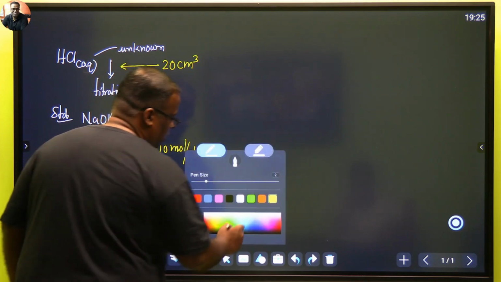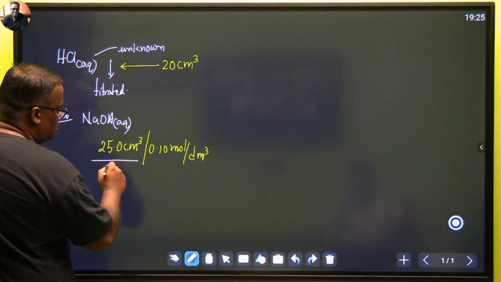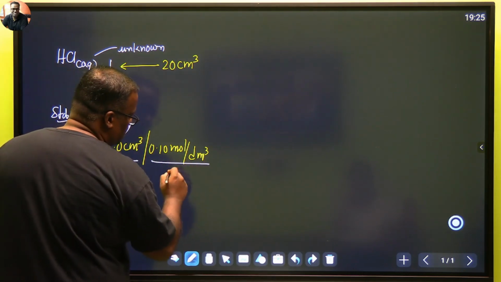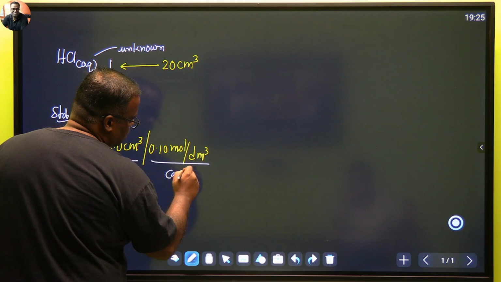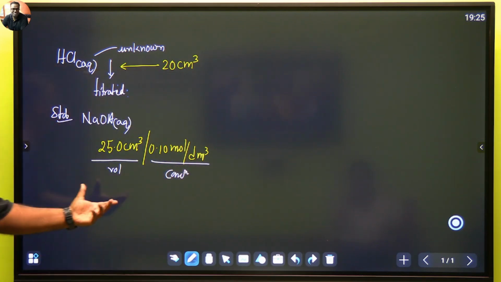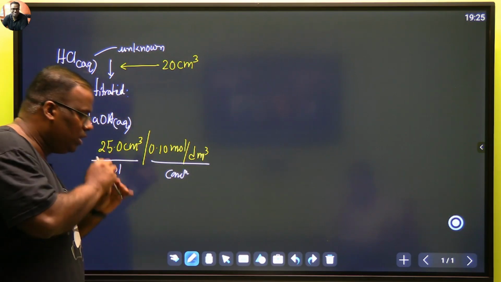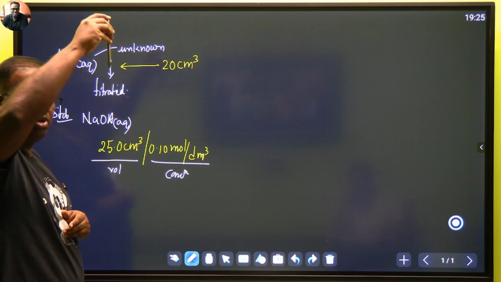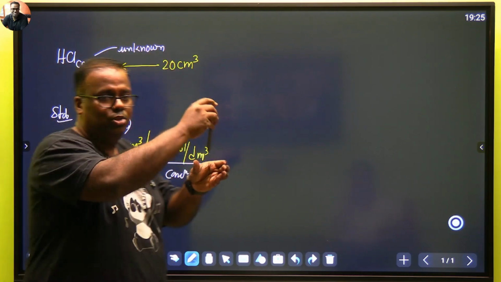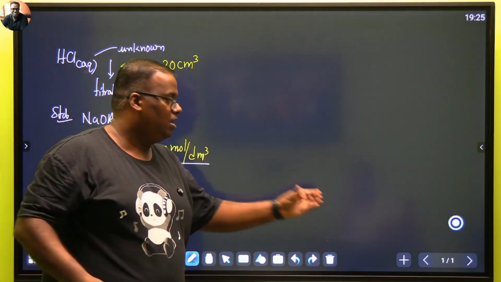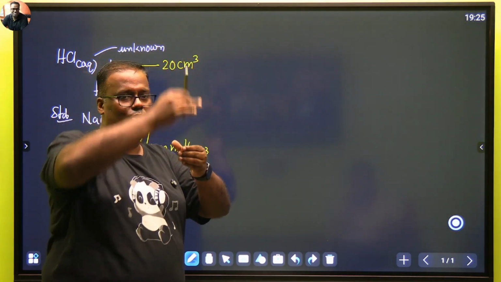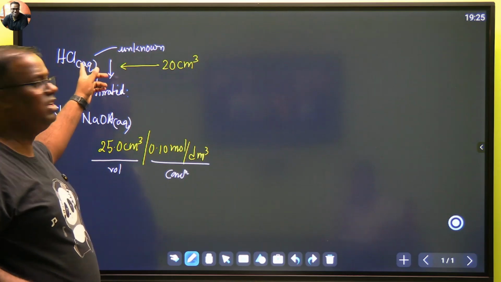Now, children, pay attention. This is the volume given to you, and this is the concentration or the strength given to you. Everything you have. That means, how did this experiment start? I first took NaOH, pipetted 25 centimeter cube, and put it in a beaker and kept it. On that beaker, I have put a burette, and in that burette I have some given sample.